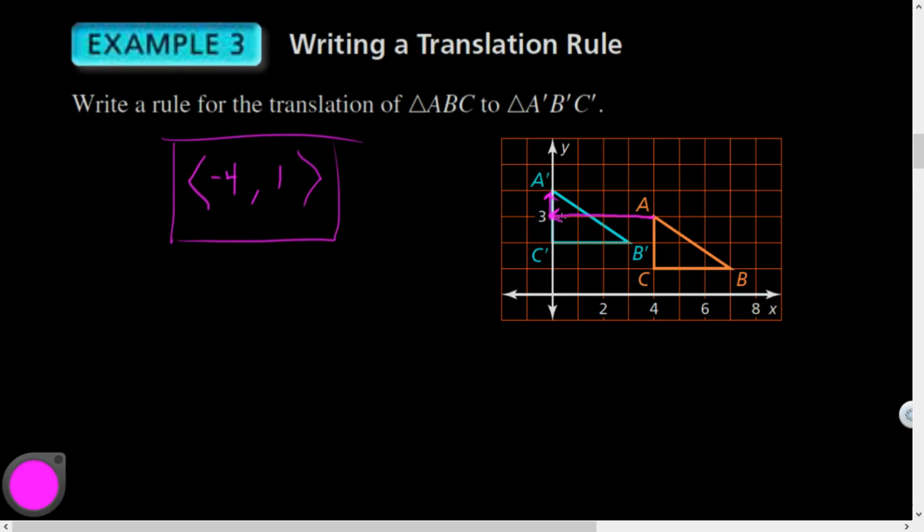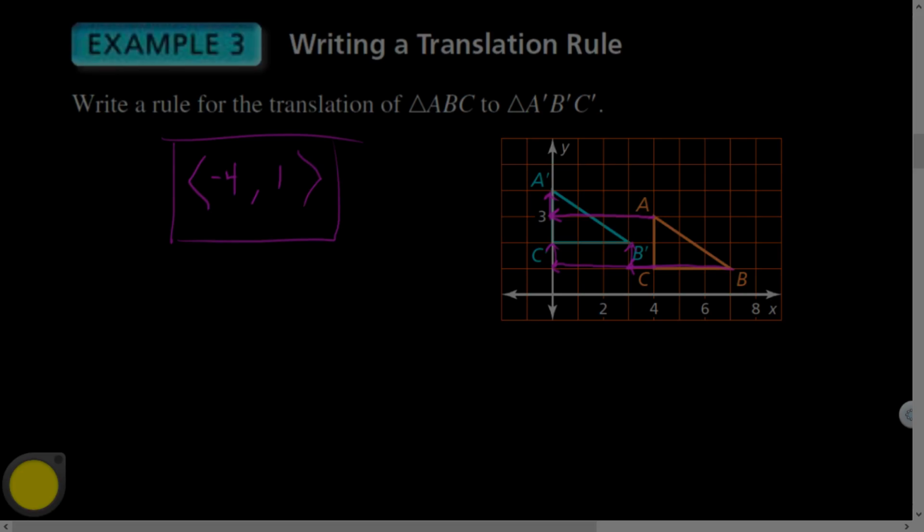So you can move left 4 and up 1, and notice that's true for all of these. Left 4, up 1. Left 4, up 1. So not bad at all, right? I think you guys are gonna knock this out of the park. Ooh, do I have something a little bit more challenging for you yet?